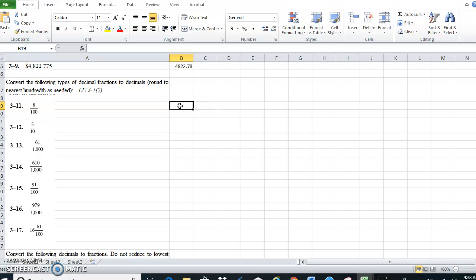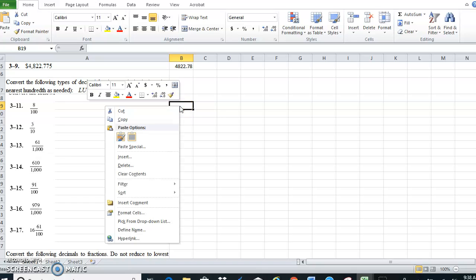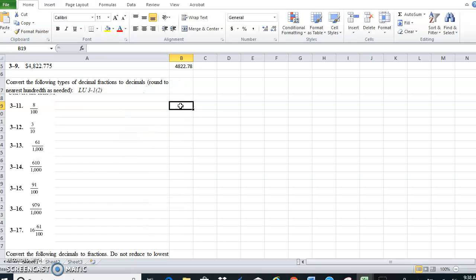Convert the following types of decimal fractions to decimals, round to the nearest hundredth as needed. So remember to do anything in Excel, we start with an equal sign, and 8/100ths is the same as 8 divided by 100. Enter. Nothing to round. 3 divided by 10. Nothing to round.